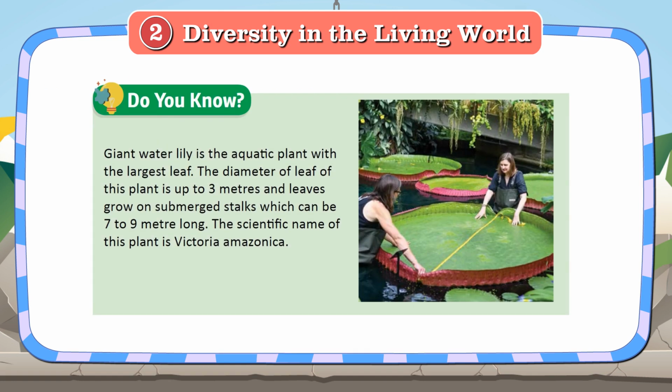Do you know, giant water lily is the aquatic plant with the largest leaf. The diameter of leaf of this plant is up to 3 meters and leaves grow on submerged stalk, which can be 7 to 9 meters long. The scientific name of this plant is Victoria amazonica.